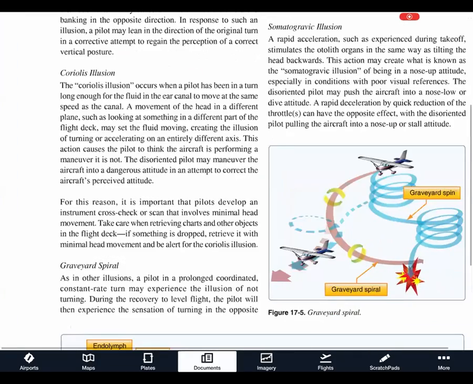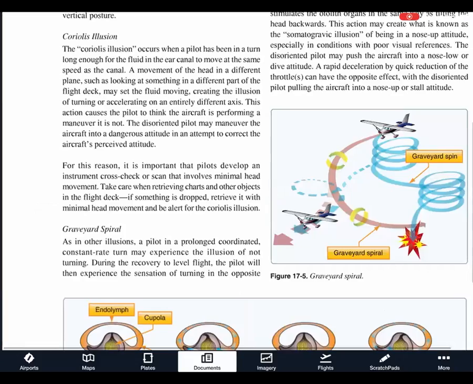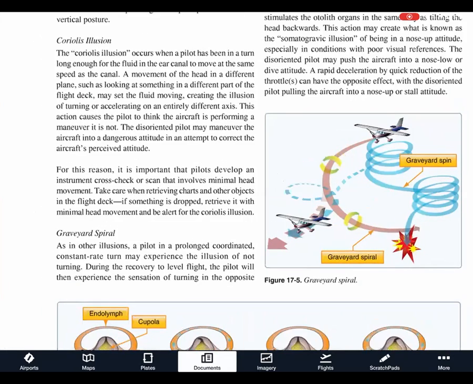I'm going to skip ahead and go to the graveyard spiral. This is actually rooted in the leans. So the graveyard spiral has its relationship from the leans. It just progresses into something much worse. And this oftentimes, in my opinion, is the getter of the pilots, if you will. It's the one that gets pilots in situations that lead to significant disorientation and loss of control.